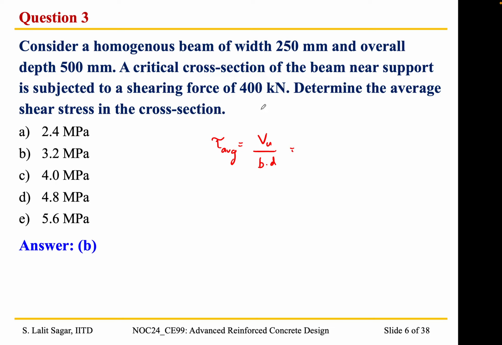So we consider this as the factored shear force, right? So we have 400 into 10 to the power 3 divided by 250 by 500. So this gives us a value of 3.2 megapascal. Okay, so option B is the right answer. So we can move ahead with the next question.